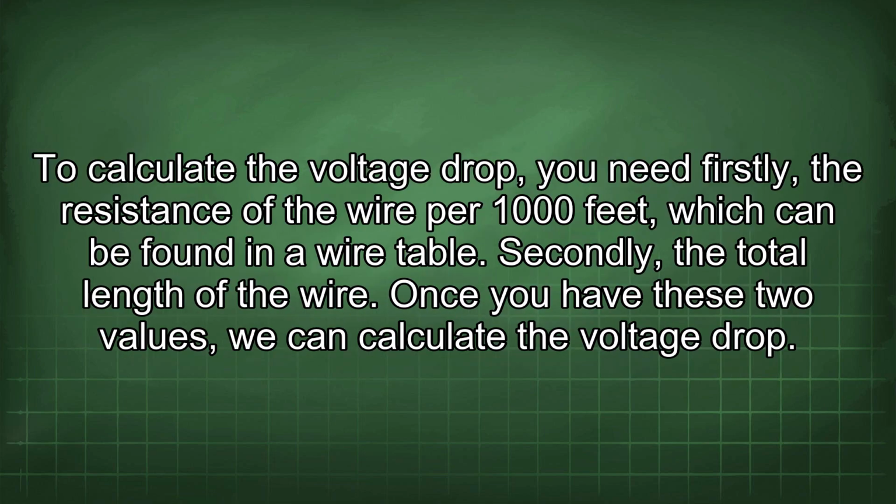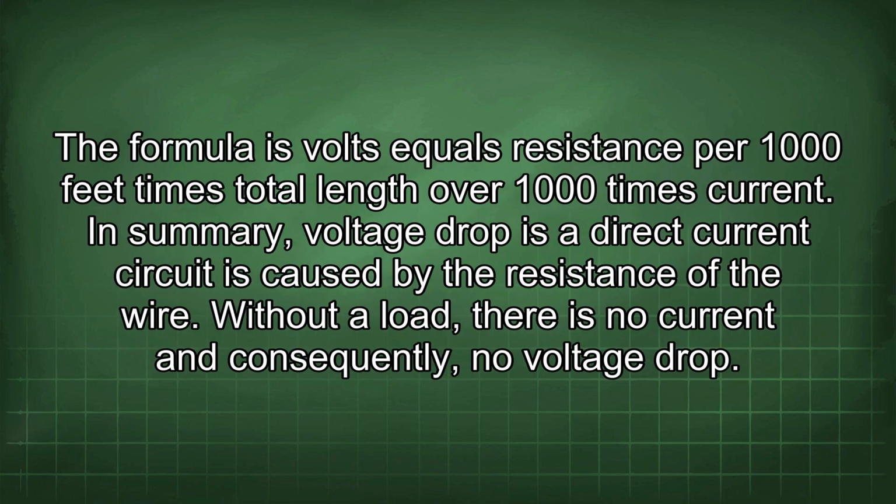To calculate the voltage drop, you need firstly the resistance of the wire per 1000 feet, which can be found in a wire table. Secondly, the total length of the wire. Once you have these two values, we can calculate the voltage drop. The formula is volts equals resistance per 1000 feet times total length over 1000 times current.